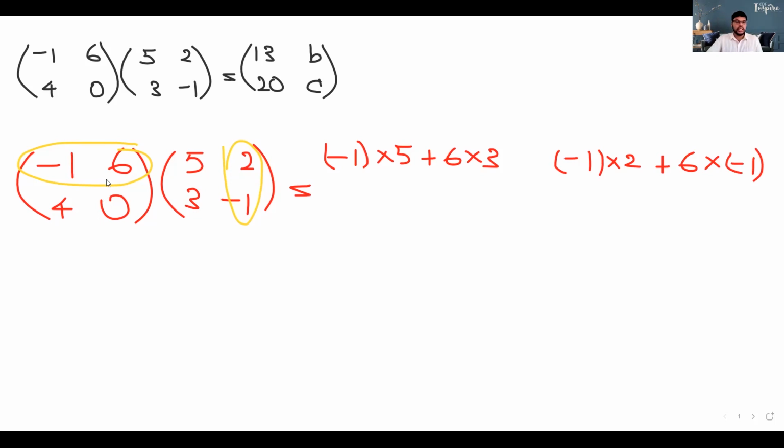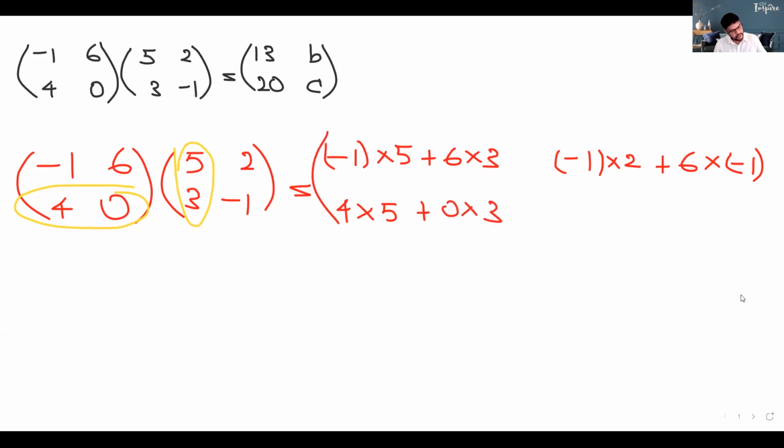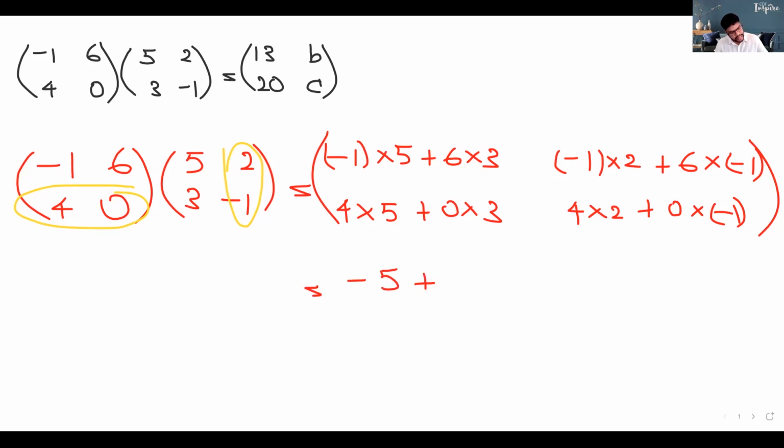Then we go on to the second row of the first matrix and the first column of the second matrix. So we have 4 times 5 plus 0 times 3, right? And finally we have 4 times 2 plus 0 times negative 1, okay. Right, so children, if we simplify this, we get 18, right?